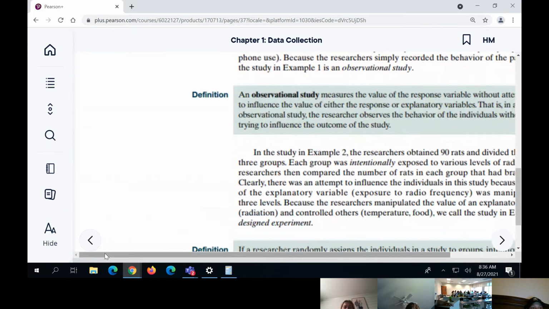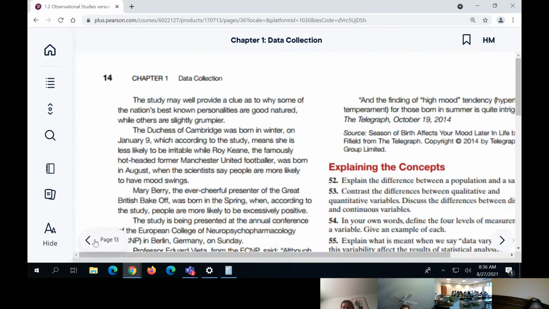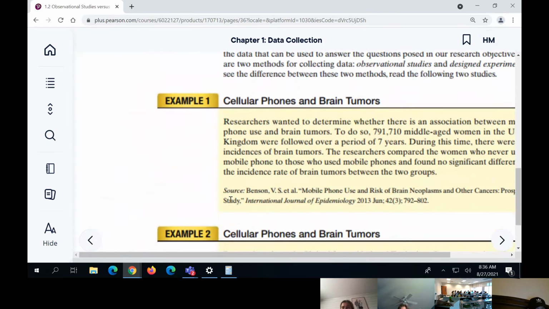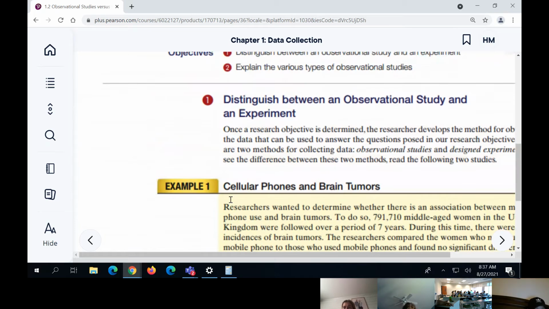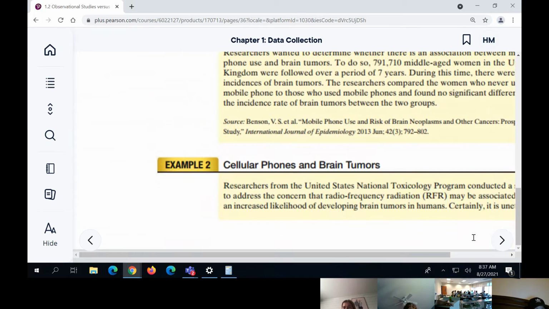Let me go back and make sure I didn't miss something on that first page, because they change these books like every 2 years, so I don't think so.